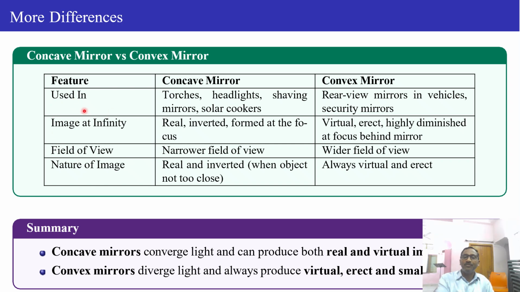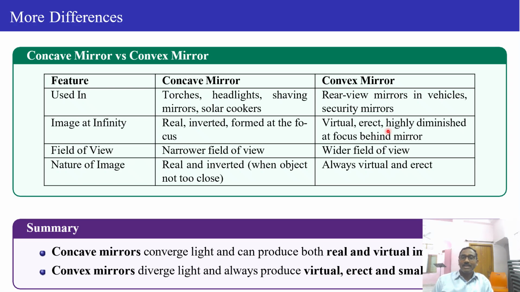If you take the object at infinite distance, what about a convex mirror? It will form a virtual image, erect. Erect means upright image only, not inverted. Same as the object, you will get an upright image. Virtual, erect, highly diminished at the focus behind the mirror. So behind the mirror, it gives the image. The image will be formed behind the mirror.